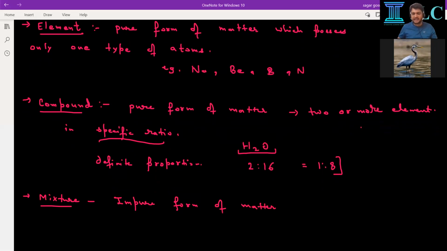Suppose you have a container, you just drop some elements randomly. There is no calculation, and you are just mixing it up. When you are mixing it up, you are just throwing the things randomly. So obviously there is no definite ratio, right? So you will call it a mixture. Even you don't know how much amount you have put inside that vessel. So it is an impure form of matter, and it contains different elements in any ratio.